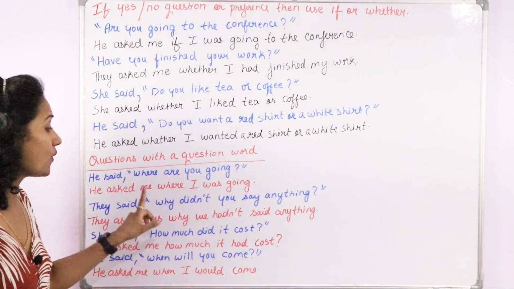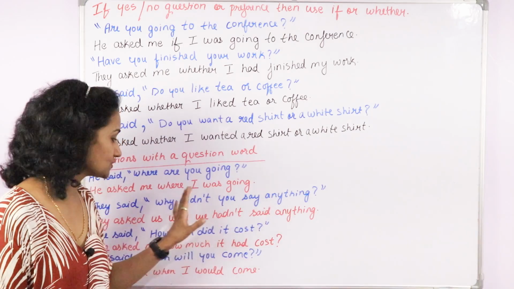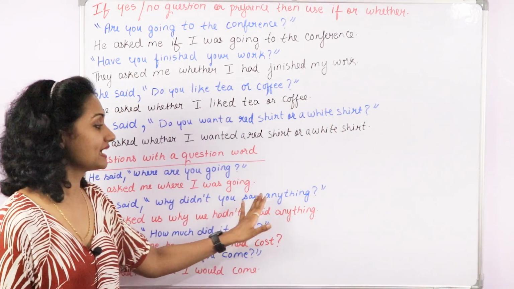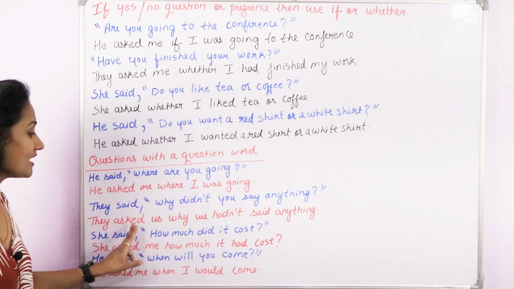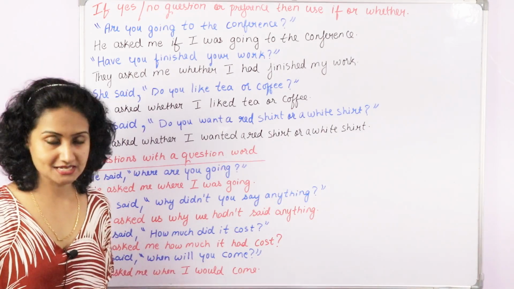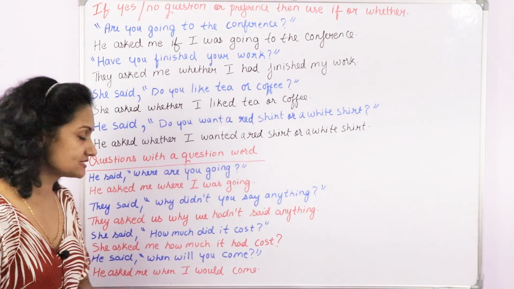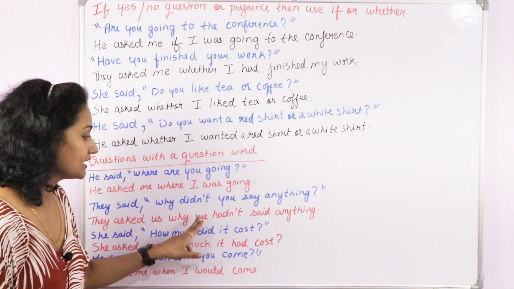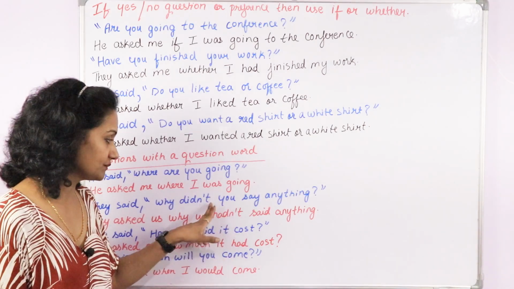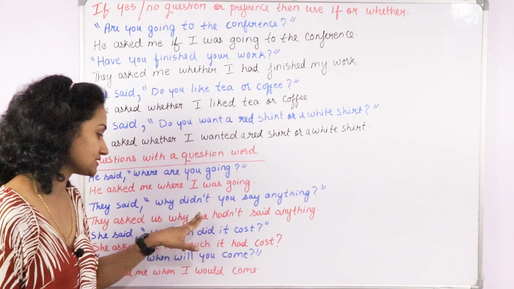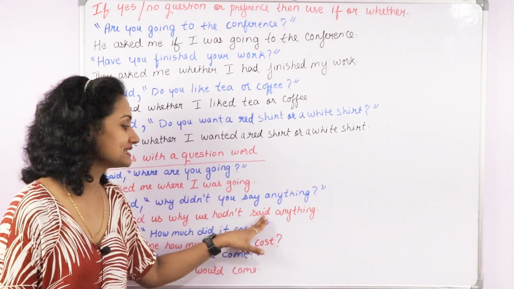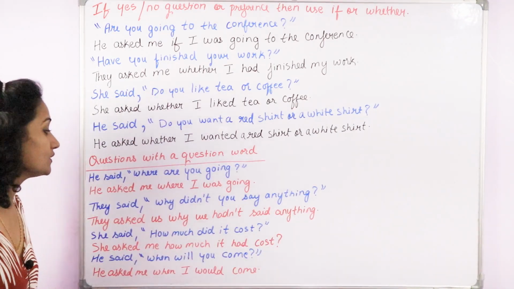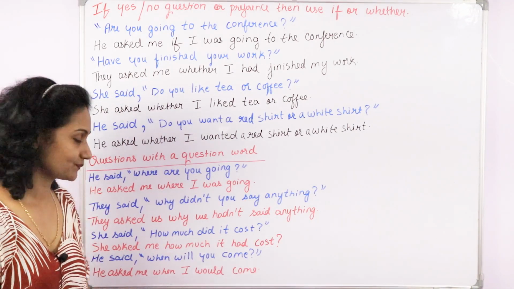They said, why didn't you say anything? So this is a simple past negative question. Why didn't you say anything? So they asked us, or they asked me, depending upon the sentence, you will use the pronoun. They asked us why we hadn't. Simple past will change into past perfect. Why we hadn't said, third form of the verb, said anything. Why we hadn't said anything.